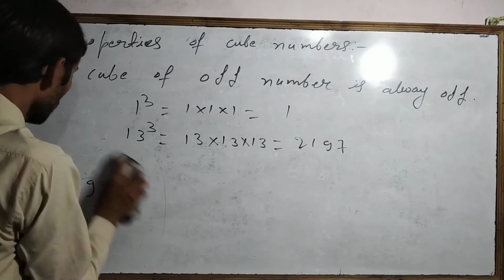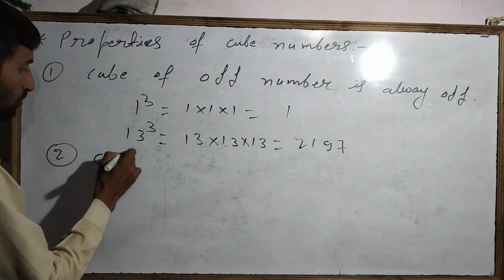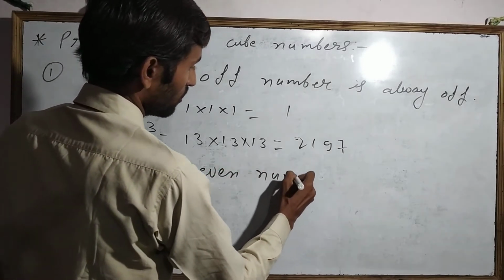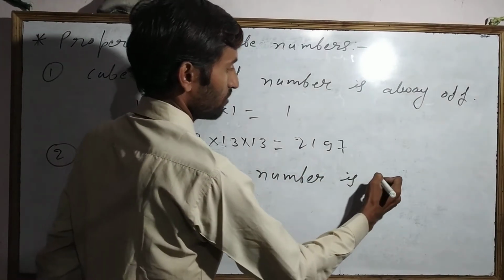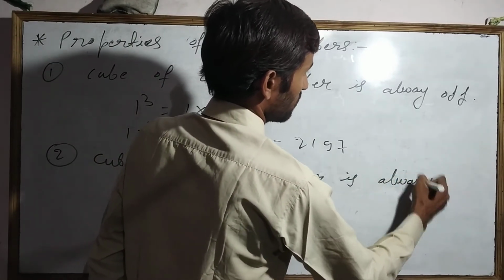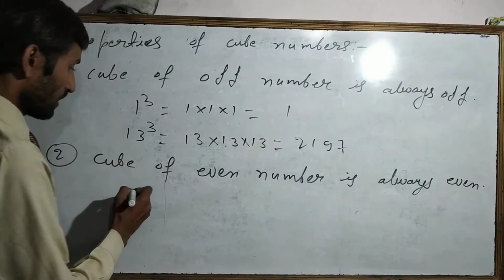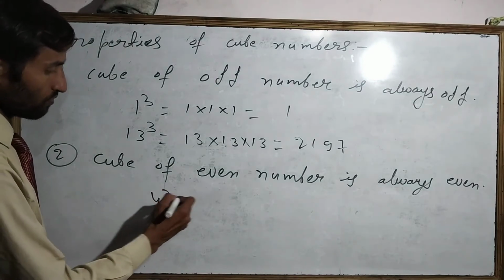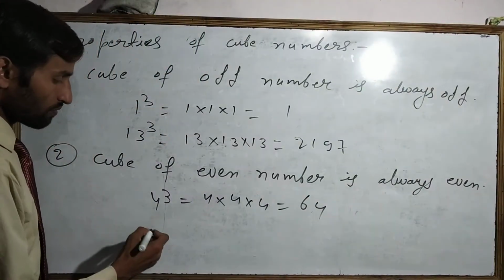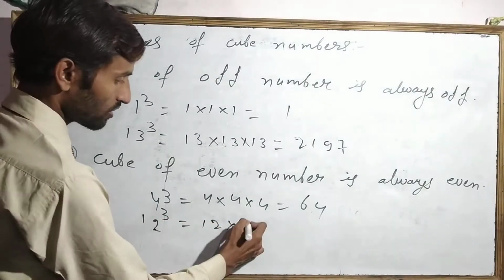Our next property: the cube of any even number is always even. Just take any even number, for example 4 cube. 4 cube means 4 into 4 into 4, which comes to 64. Or you can take the next example, 12 cube. This is an even number, so 12 into 12 into 12.